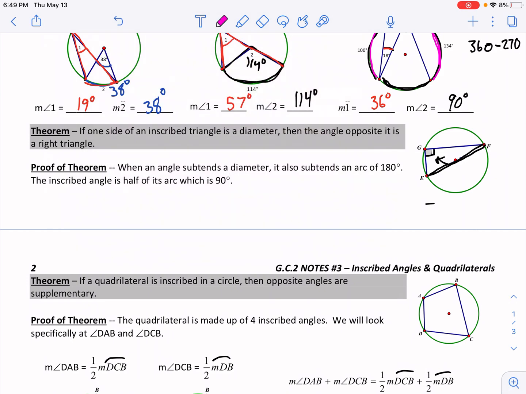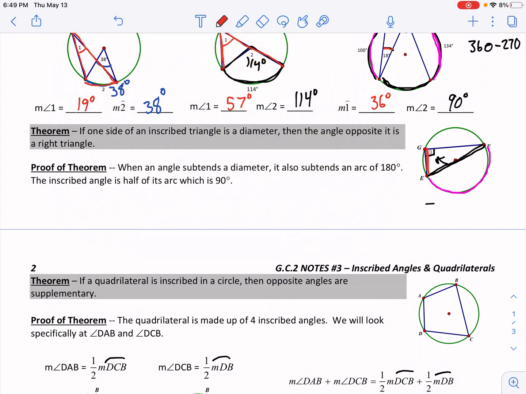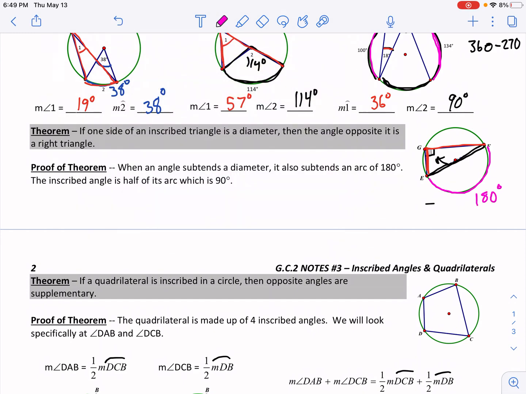We know if we're talking about the diameter EF, then this arc measure of a semicircle is 180 degrees, right? Well, notice our triangle has an inscribed angle that intercepts that arc. Well, what do we know about an inscribed angle? It's half of the intercepted arc. So if this is 180, 180 divided by 2 tells us that this angle has to be 90 degrees, a right angle. Okay, so whenever we're talking about an inscribed triangle and one of its sides is the diameter, then that angle opposite is going to be 90 degrees.